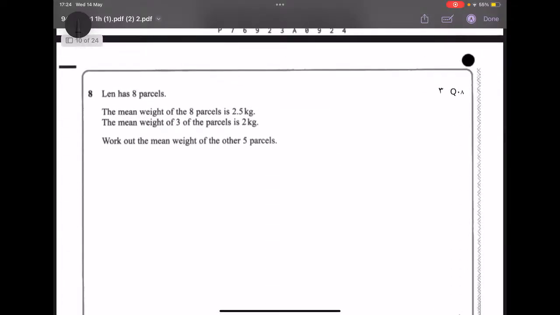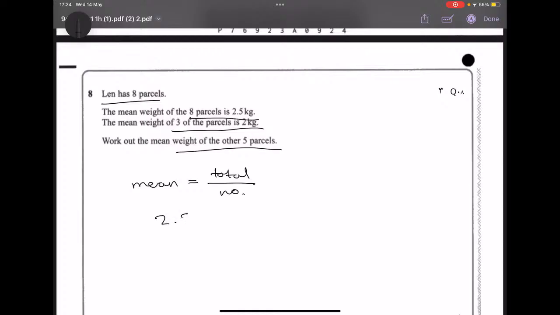Moving on to question 8. Len has 8 parcels. The mean weight of 8 parcels is 2.5 kilograms. The mean weight of 3 of the parcels is 2 kilograms. Work out the mean weight of the other parcels. Now, we know that the mean equals the total divided by the number. Therefore, the mean weight of 8 parcels is 2.5. The total we do not know, and the number of parcels is 8.